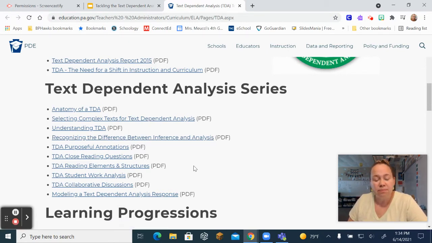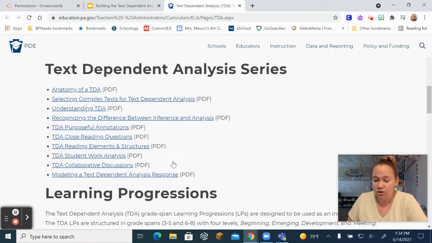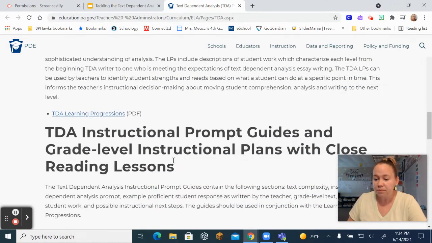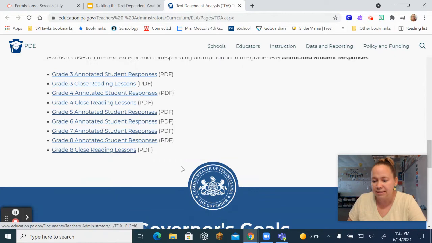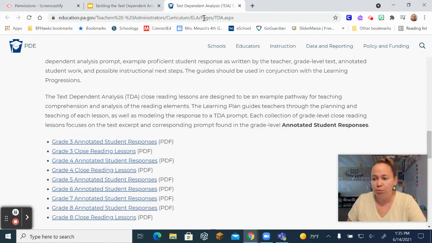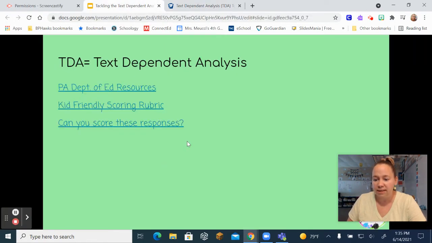Keep in mind that the TDA is started in third grade, sort of. Not really. In third grade, they start reading the text and pulling evidence from the text. But that analysis piece is not in the third grade curriculum or in the third grade PSSA. Fourth grade is where they have to analyze the text. And then they'll see it again in fifth grade, sixth grade, and so on, all the way up into college when students are asked to analyze text. So you can see there's student responses here, there's lessons, things you could browse on your own there.